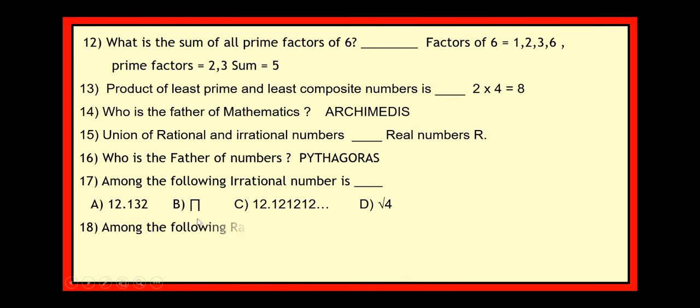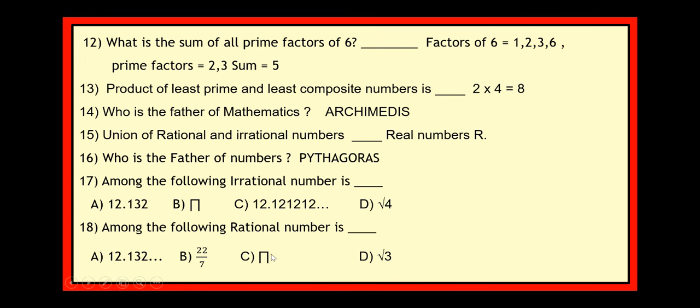Now look at question number 18. Among the following, rational number is... Now look at the options. Option A, 12.132 and so on. It is a non-terminating and non-repeating decimal, therefore it is an irrational number.